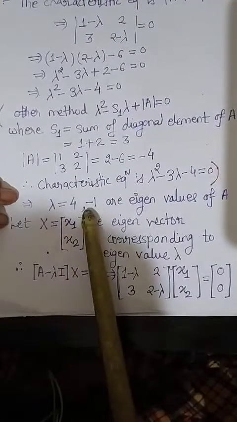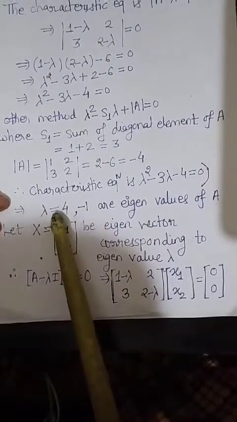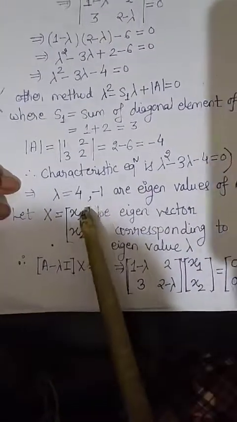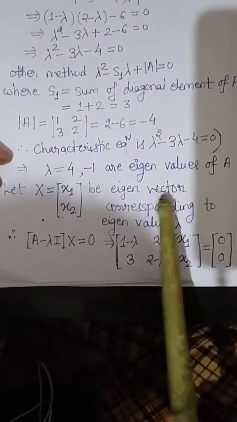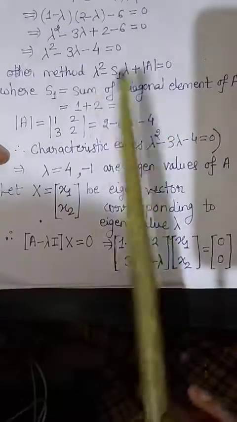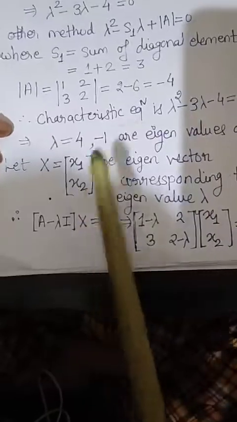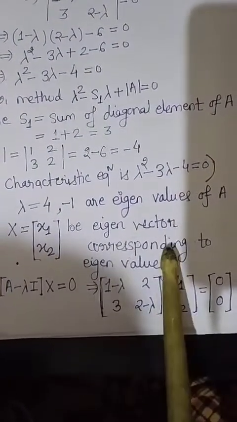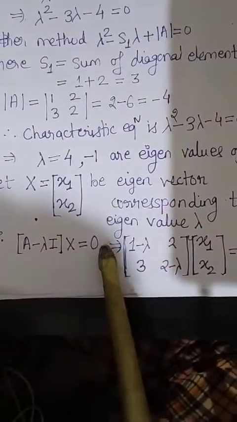Solving this, we get the two values of lambda. The power of lambda is 2, so we should have two values for lambda. That is lambda equal to 4, minus 1. These are the eigenvalues of A. Now let x be a column matrix and it should be non-zero. Then only it will be called an eigenvector. Now how many elements should we include? Whatever the number of rows in the given matrix A, that many elements should be here. So here the matrix A has 2 rows, so we should have 2 elements, x1, x2, with the eigenvector corresponding to the eigenvalue lambda, such that A minus lambda I times x is equal to 0.